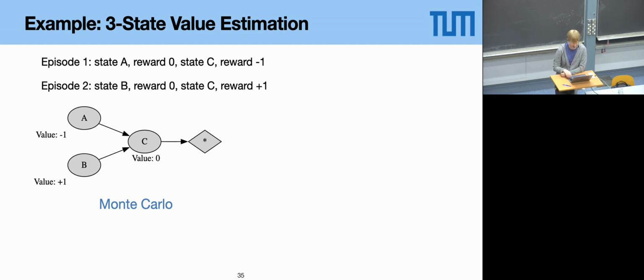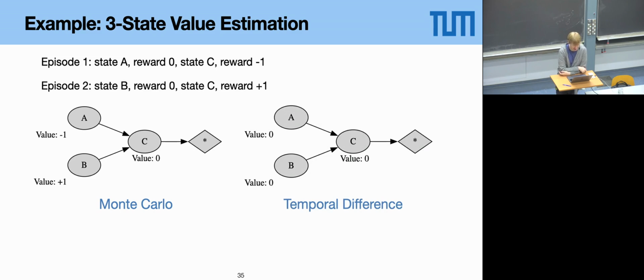In contrast to that, what temporal difference learning does is, so the value of state C is just the same because it's a final state. For final states, these two methods do not differ. For state A and state B, it's different.